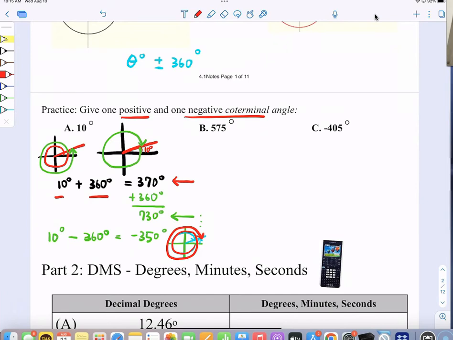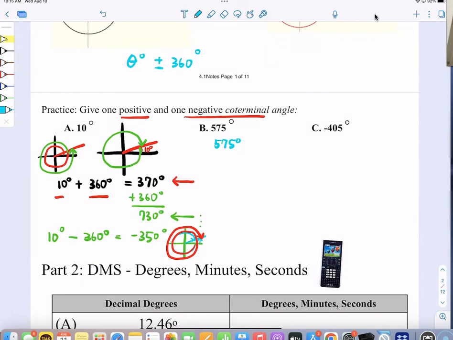So now you try for 575 and negative 405, okay? I want one positive and one negative. You can stop the video and actually do it yourself. Okay, how did you do? So I got 575, and if you want, you can draw it. What quadrant did it end up at, okay?